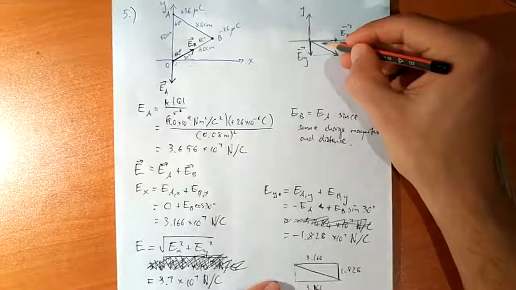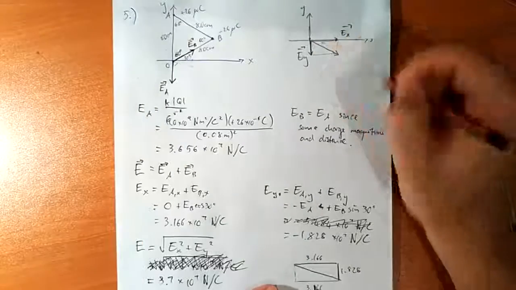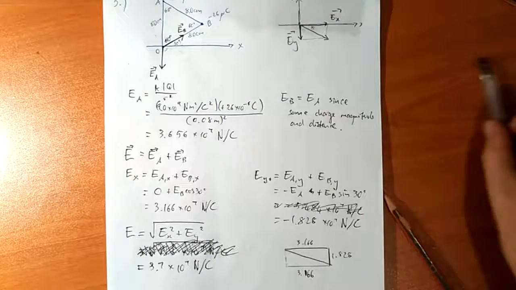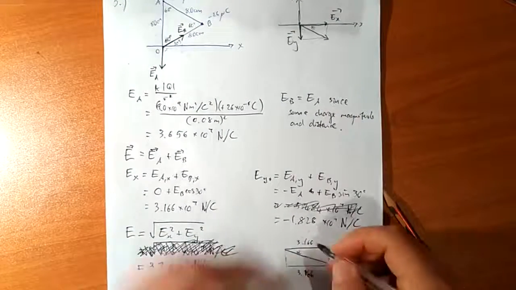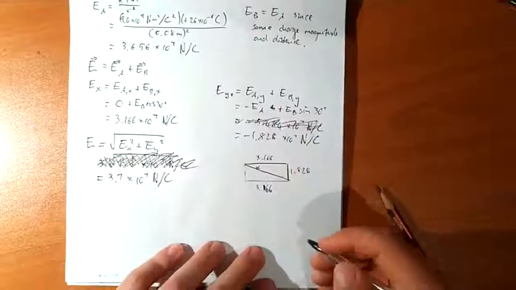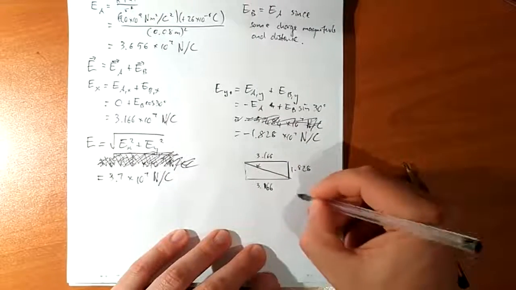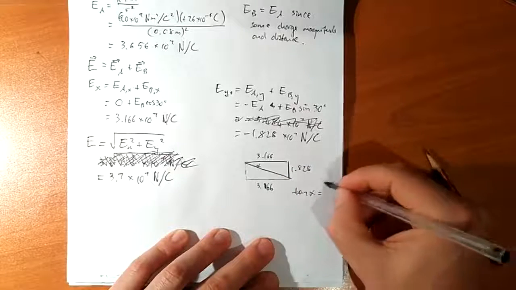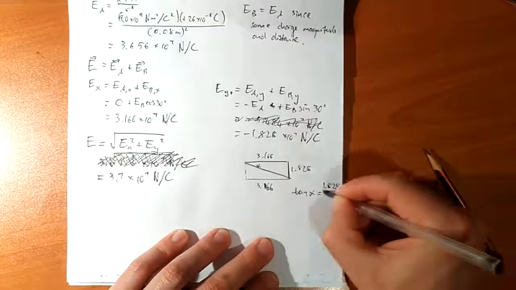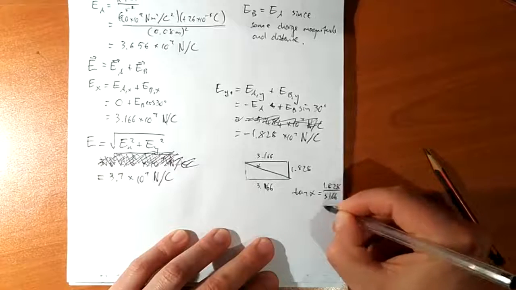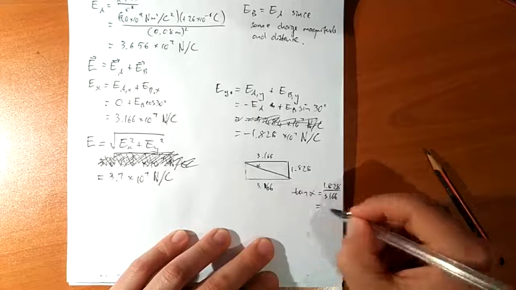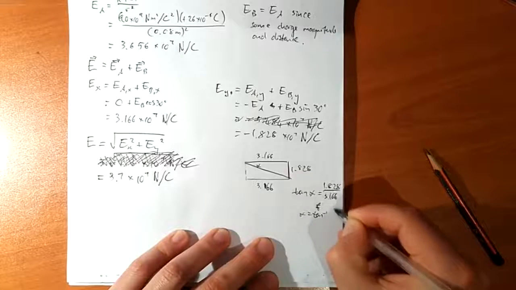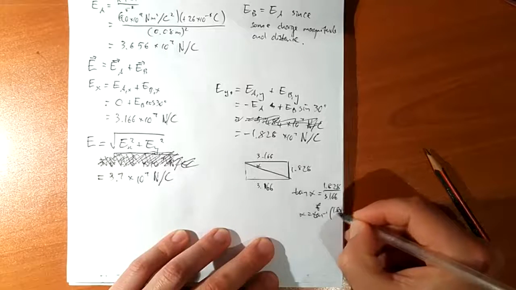So now I'm after this angle, or this one, either one. Let's calculate that one. That's the angle in this little triangle I redrew here. Let's say that angle is alpha. Then tan of alpha is opposite over adjacent, 1.828 over 3.166. Leave space again. So alpha is equal to tan inverse of that.